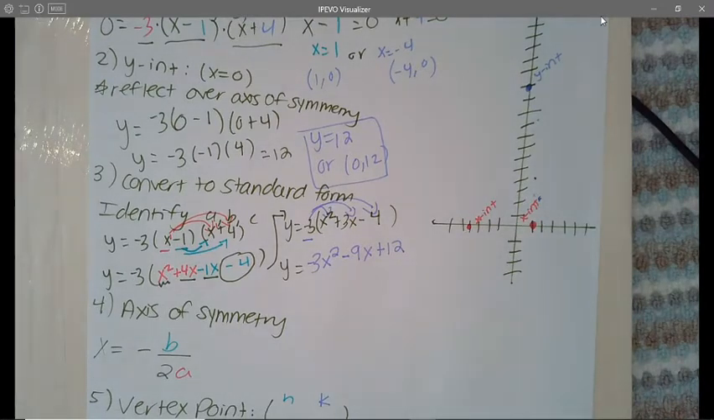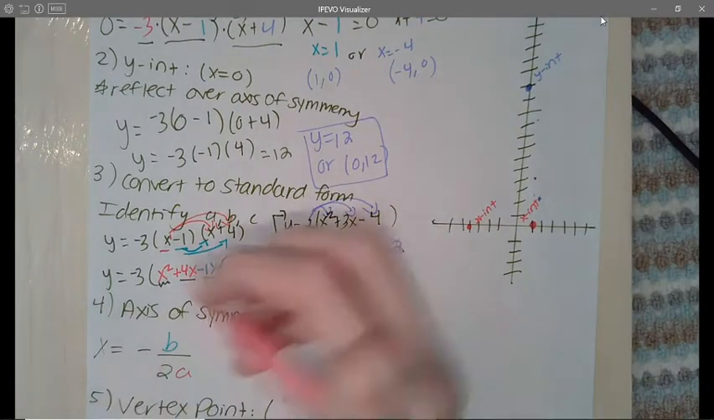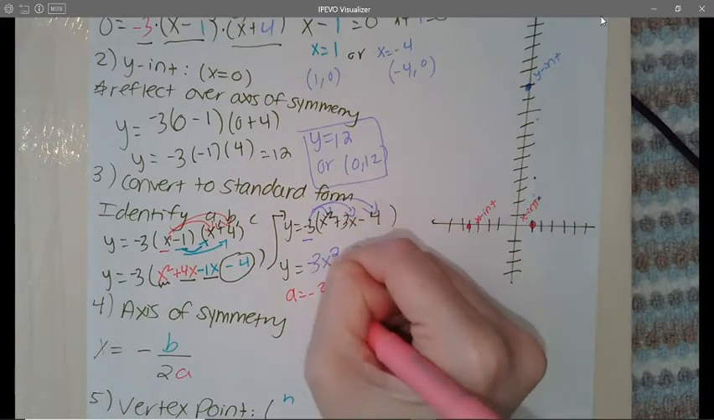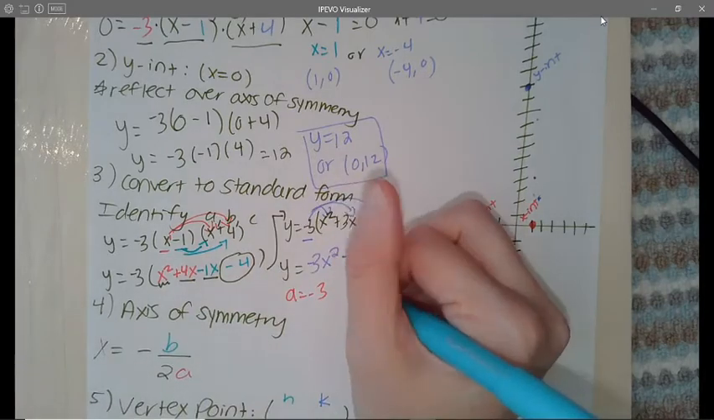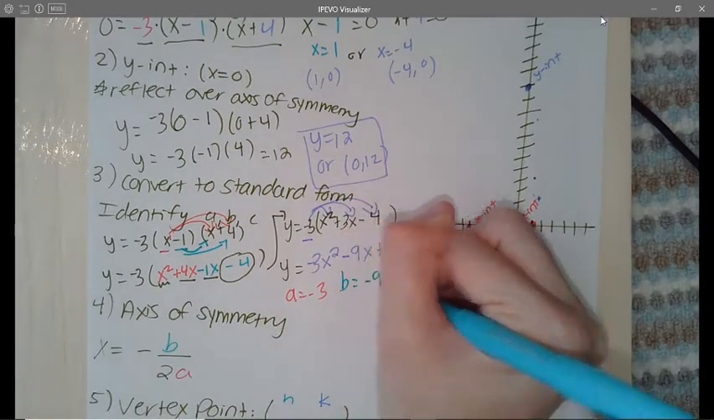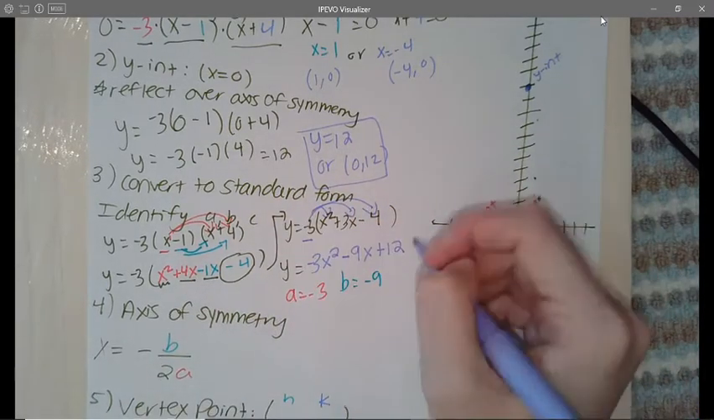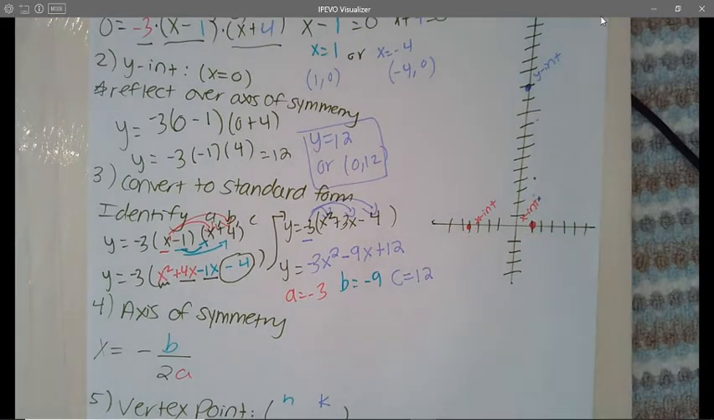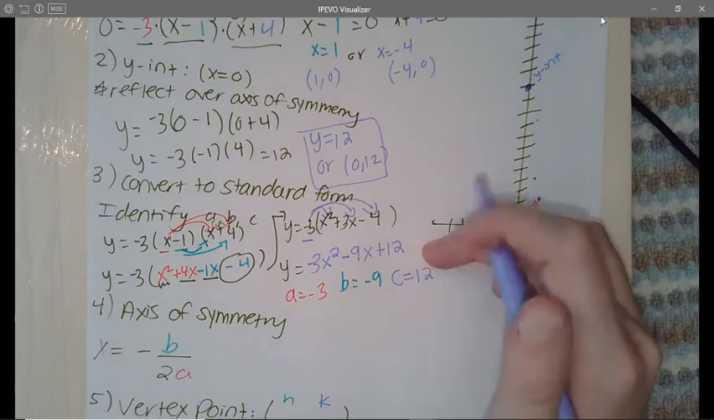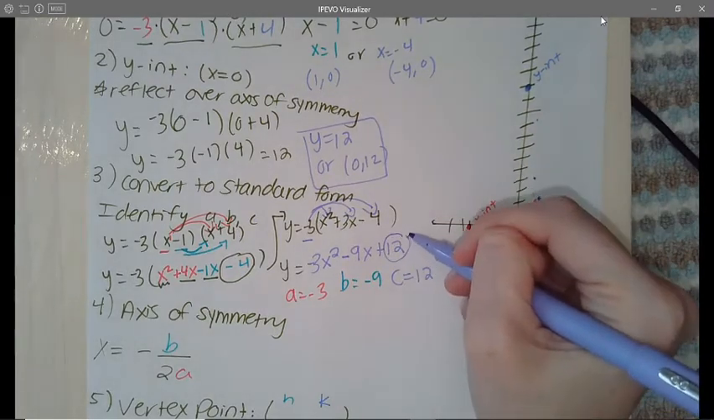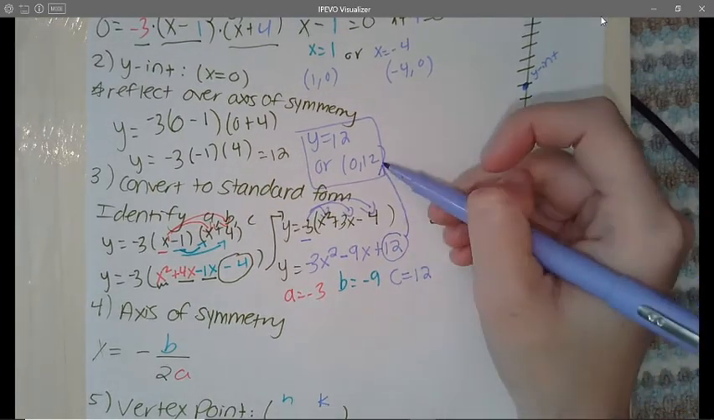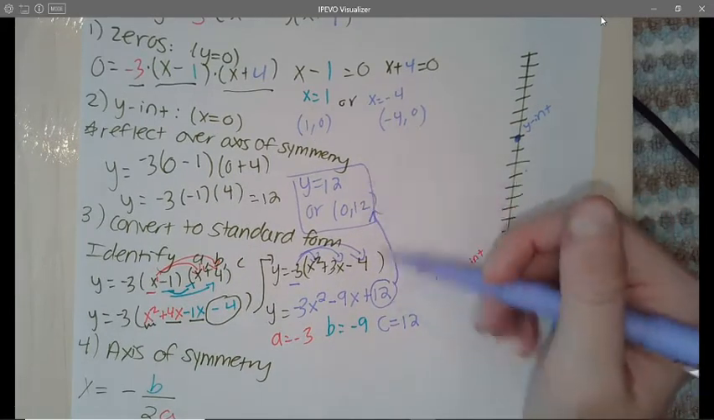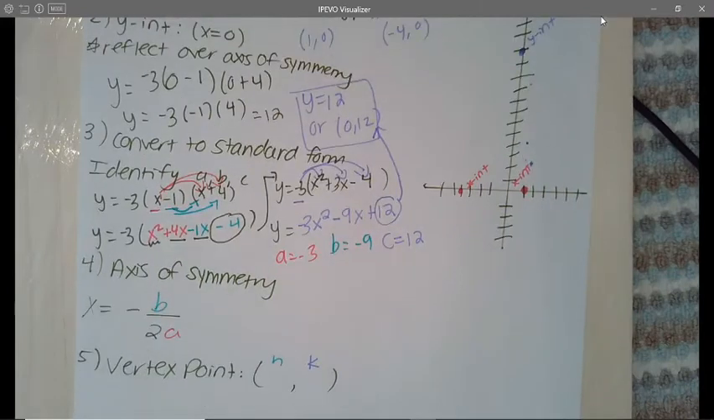Okay, so now I can identify my a, b, and c. My a is the number in front of the x squared, which is -3. The b is the number in front of the x, which is -9. And the c is the number on the end, which is 12, without the x. Now that we're in standard form, you can see that the c value is equal to my y-intercept. So that's a good way to check yourself after you convert to standard form.